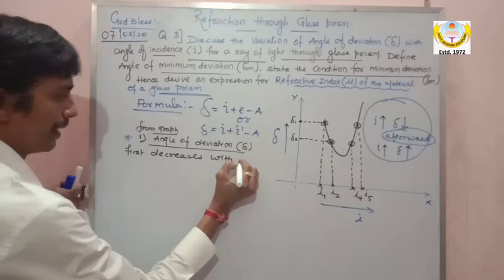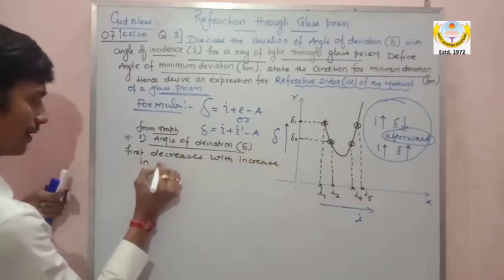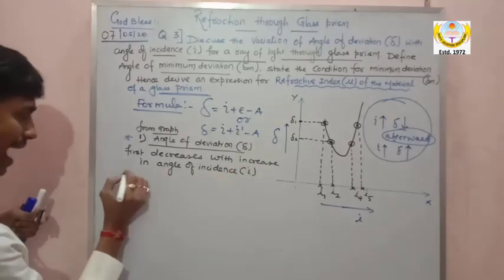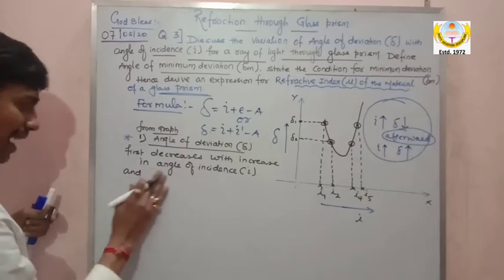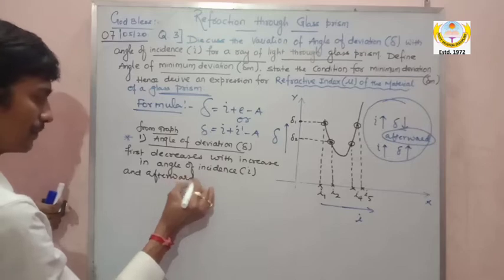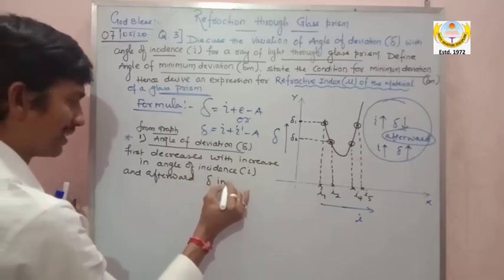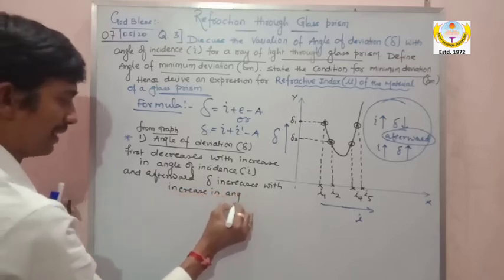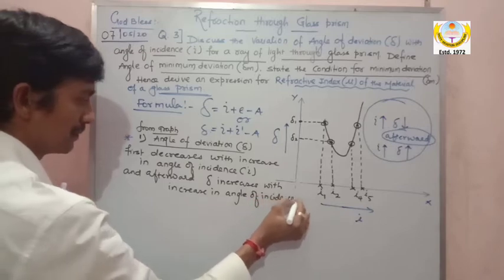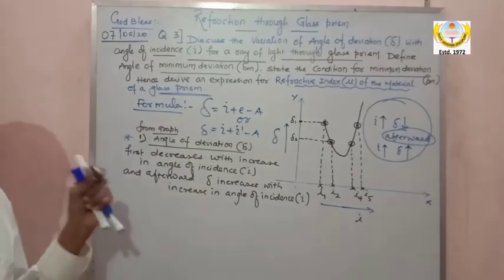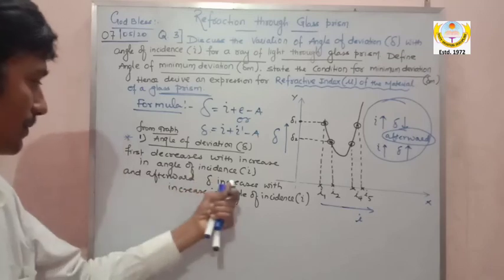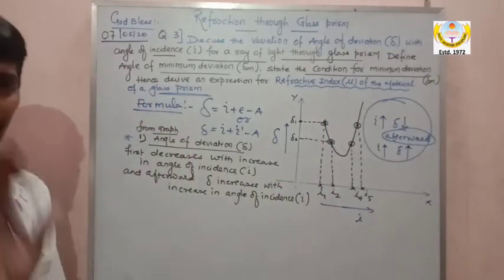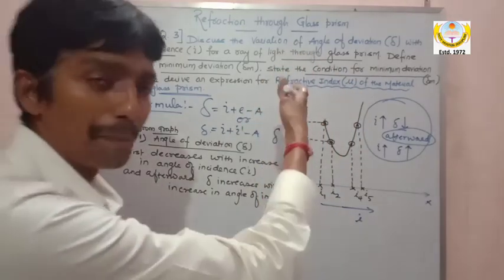with increase in angle of incidence, and afterward delta increases with increase in angle of incidence I. So angle of deviation delta first decreases with increase in I, and afterward delta increases with increasing angle of incidence I. This is the first point you can see from the graph, sir, and it will have a parabolic nature.